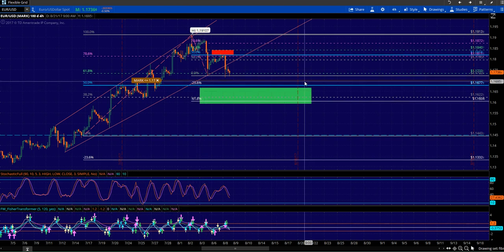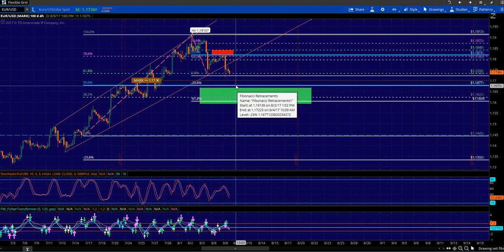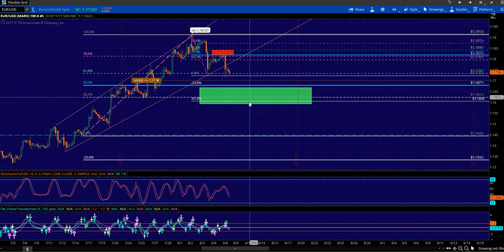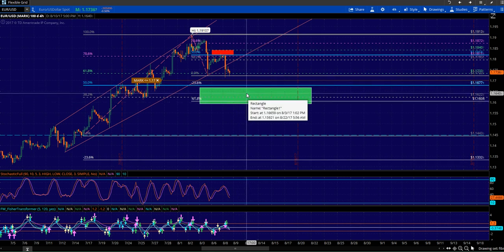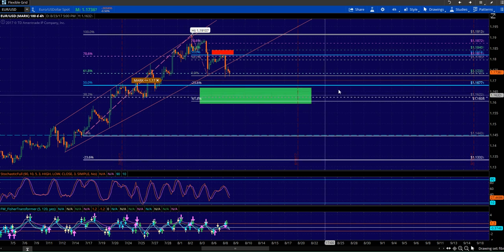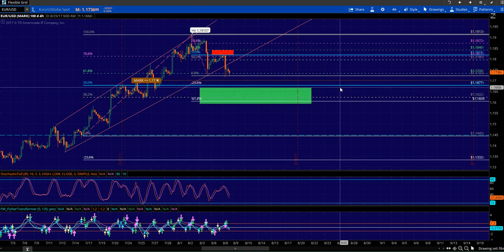Now, not to say that price can't come down here and just blow through that level for whatever reason, but the thing is, when it comes to trading, you just want to build a story, right? Every single trade that you make, you want to build a story on why that trade would possibly be a good trade.